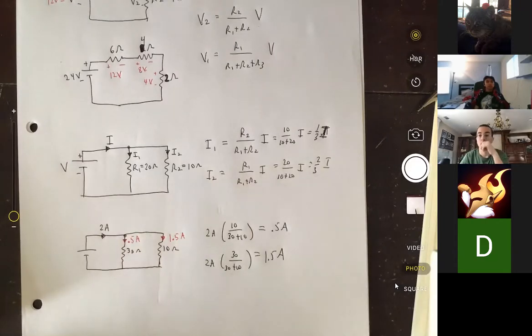Well, anyway, that's it. Current dividers and voltage dividers in a nutshell. Just remember, with a voltage divider, the bigger resistance gets the bigger voltage drop. But with a current divider, the bigger resistance gets the smaller amount of current.